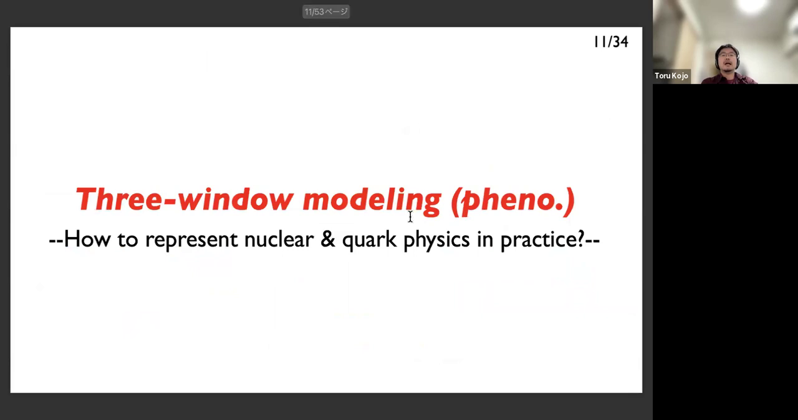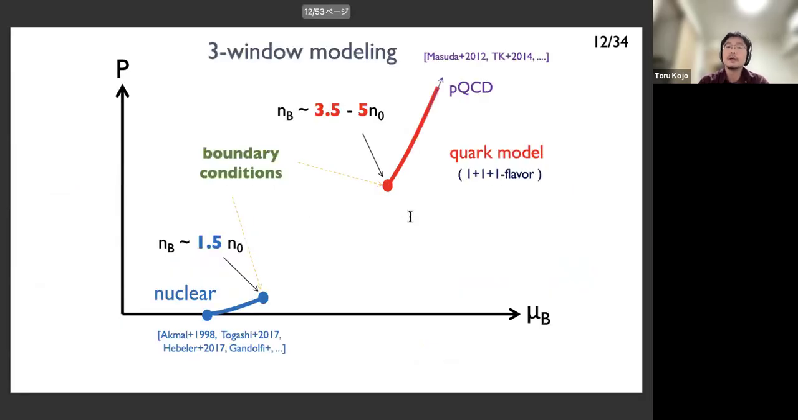Let me now move to some practical modeling of the equation of state based on the three-window picture. This three-window picture relies on a basic, natural understanding of effective field theory. Any effective theory has a domain of applicability. In the case of the nuclear equation of state, we can trust it only up to, let's say, 1.5 or twice nuclear saturation density.